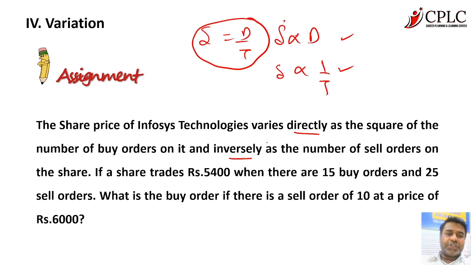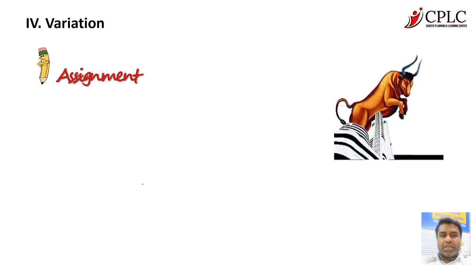Now more data. If a share trades at rupees 5400 when there are 15 buy orders and 25 sell orders, what is the buy order if there is a sell order of 10 at a price of 6,000? Okay, let's see the data first. First, we will form the equation.